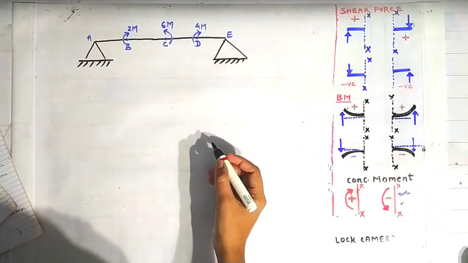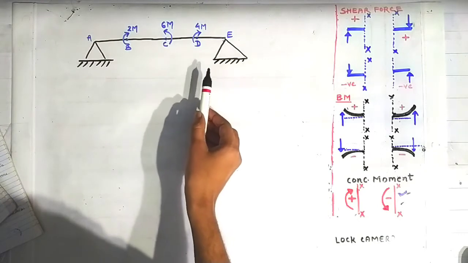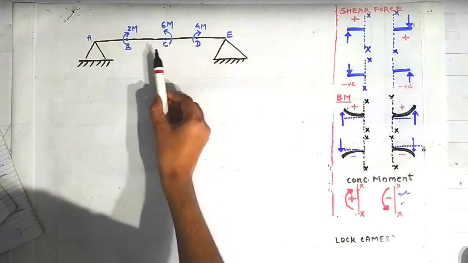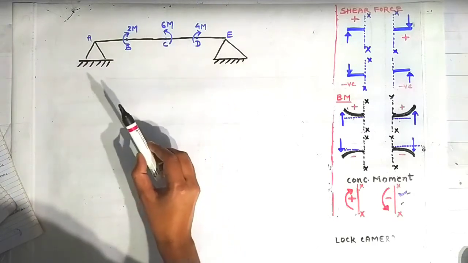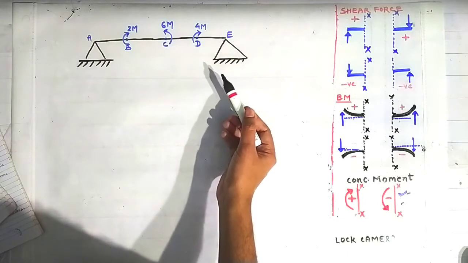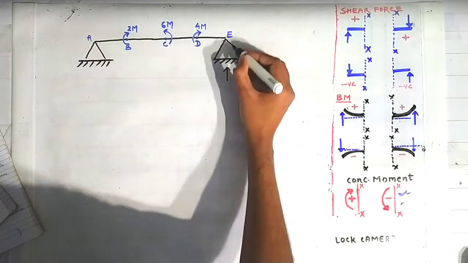So friends, today we are going to discuss a new numerical problem which is based on the simply supported beam. These are the three moments acting at the points B, C, D respectively, and we have to draw the shear force diagram and the bending moment diagram. So the first step is always to find out the reactions at these supports.